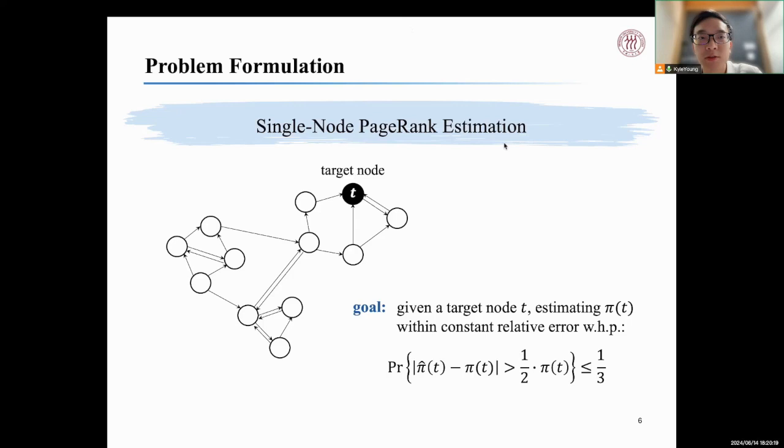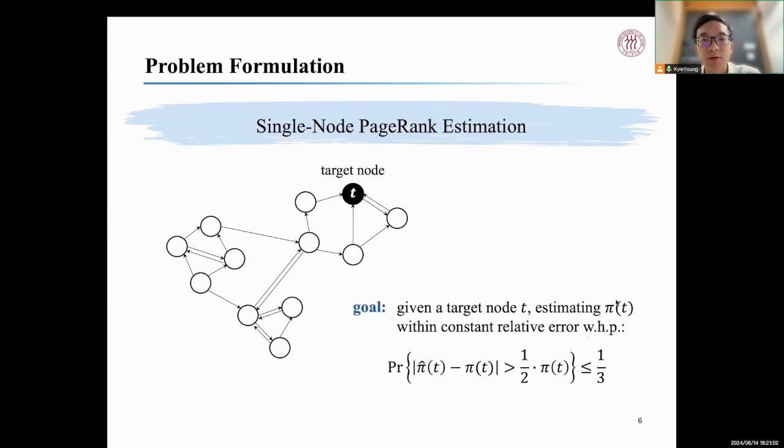Okay, now let me introduce the central problem considered in our paper, that is single node PageRank estimation. In this problem, we are given a single target node t on the graph, and our goal is to estimate the PageRank value pi of t within constant relative error with high probability. So this is a very basic problem in PageRank computation, and it has also been studied for many years. In this work, we investigate the worst-case complexity of this problem for an arbitrary target node t on an arbitrary directed graph.